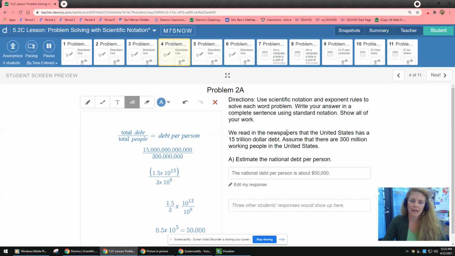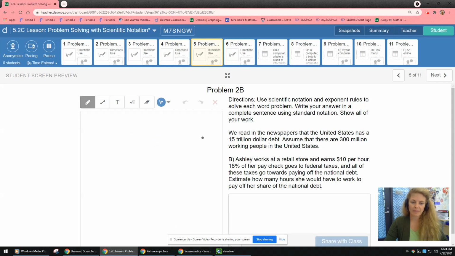So problem number 4 here, it talks about the debt per person. And what we have is the total debt divided by the total people will be the debt per person. So if we take 15 trillion, the dollar debt, divided by the 300 million working people, we break it into scientific notation and we divide, we get about 50,000. So the national debt per person is about $50,000. Wowzers. And we're going to be using that information to figure out, well, how long would that take one person to pay off?